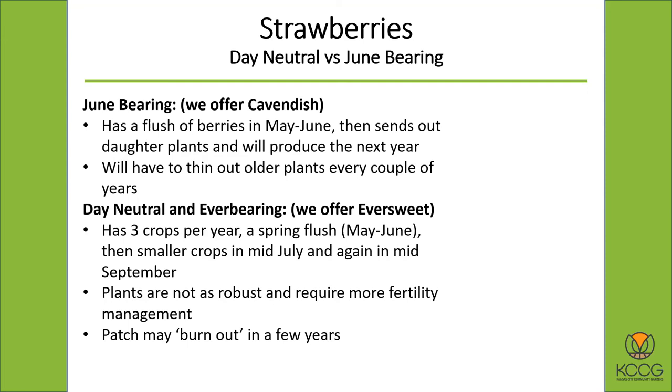Now, with the June bearing, the plants are very robust. The mother plants put out lots of daughter plants. Those are the runners that keep growing and growing. And after a while, all those mothers and daughters and granddaughters and great-granddaughters, well, all of a sudden you have a huge mess of plants. So you do need to get in there and thin out the older plants, the mothers and the grandmothers, every couple of years on your June bearing strawberries. So they both have some positives and some negatives.